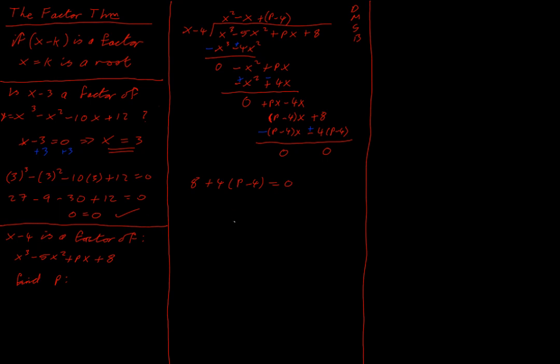And now I want to rearrange to find what p is. That's what I'm looking for in my question. So subtract 8 from both sides. I'm trying to isolate p. So I end up with 4p minus 16 is equal to minus 8. I don't want this 16 here, so add 16 to both sides. 4p is equal to 8. I want p by itself, so I want 1p, so 4 divided by 4 is 1. p is equal to 2.